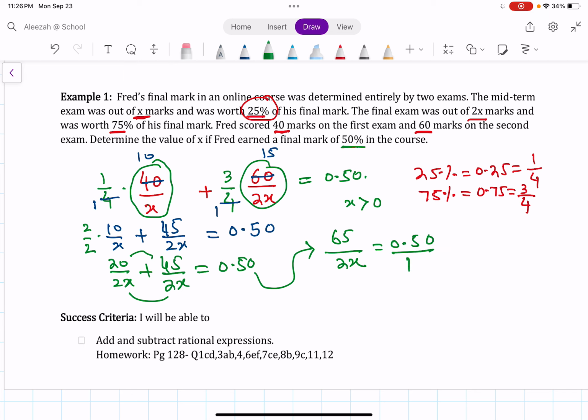And now I cross multiply. So 1 times 65 and 2x times 0.5. So it's 65 equals 2x times 0.5, which is just x. And that is my answer, because they were asking to determine the value of x.